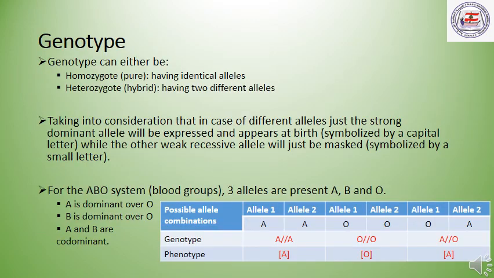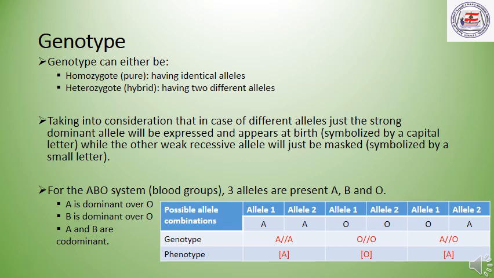The genotype can either be homozygote, in other words pure, which means having identical alleles, or heterozygote or hybrid, which means having two different alleles. Taking into consideration that in case of different alleles, just the strong dominant allele will be expressed and appears at birth, we symbolize it by a capital letter, while the other weak recessive allele will just be masked, which is symbolized by a small letter.